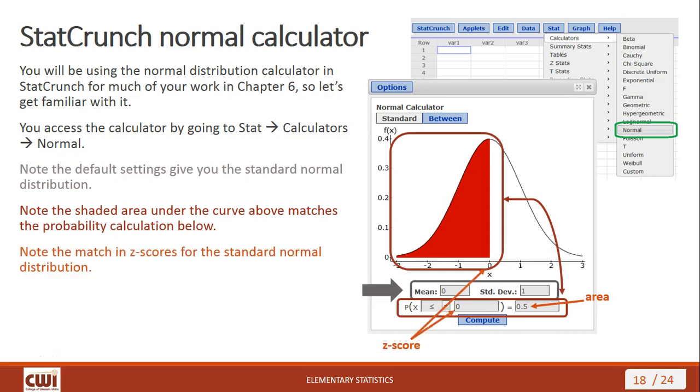Also notice that the z-scores match. So the boundary for this area under the curve corresponds with a z-score which appears here inside the probability calculation. So everything matches up and aligns up, and knowing how those things match up and align up can help you to double check your work when you're going through and working problems.